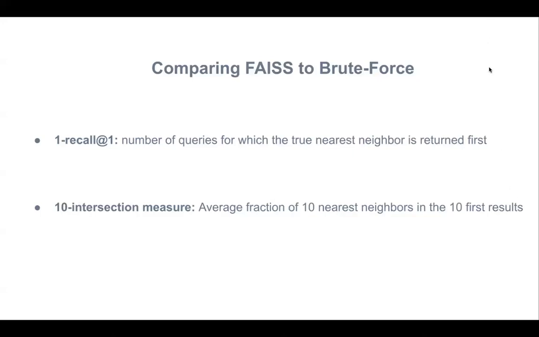There's another metric called 10 intersection measure, which is the average fraction of the 10 nearest neighbors in the first 10 results. So in some use cases, you care about having more than just the single best nearest neighbor returned. To me, it brings to mind Google search. You have a page of results, the user scans through them and decides, oh, number 7 is actually the one I want. And then the system rewards itself because it was still in the top 10. Because the user is not going to go to page 5 of Google search. They're going to stay within the first 10 results, let's say.